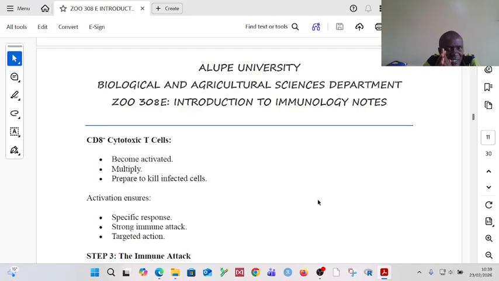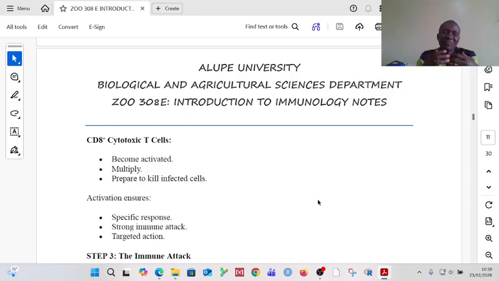The cytotoxic T cells, the CD8, on the other hand, they will also become activated if the antigen imeshikana na the correct MHC molecule. So they will also become activated. They will multiply. Then they will now be ready to kill that infected cell. Okay? They'll be ready to kill that infected cell or to kill that abnormal cell.